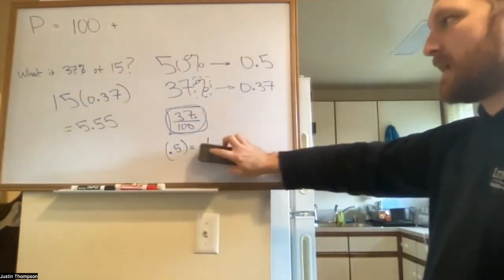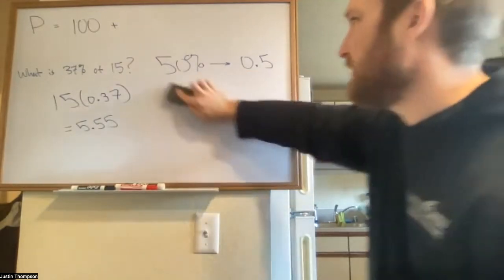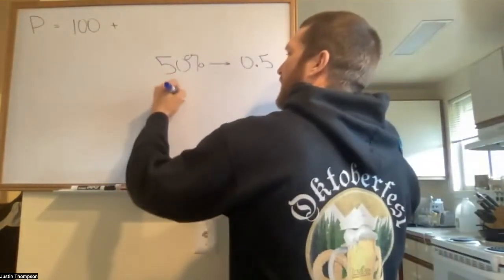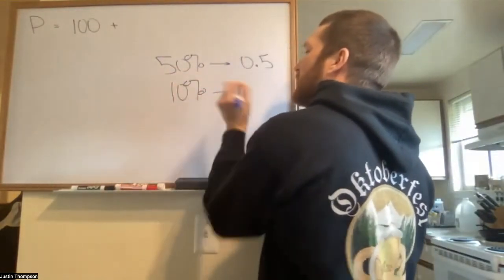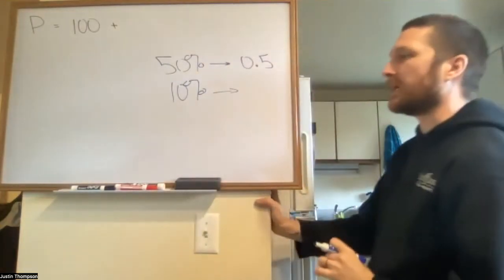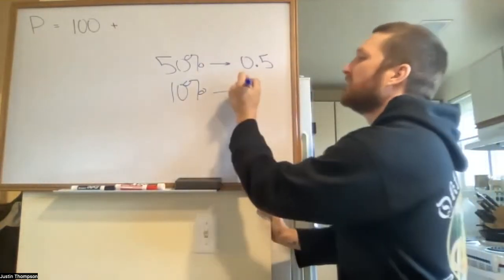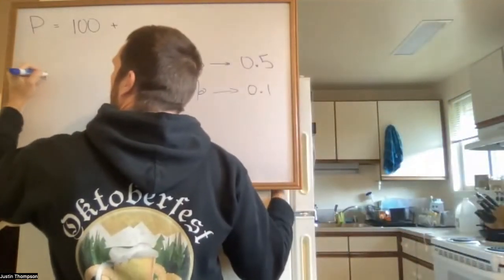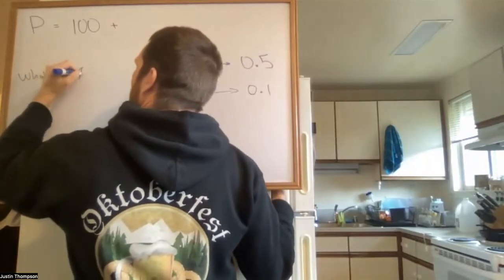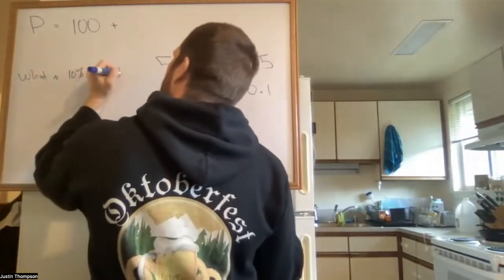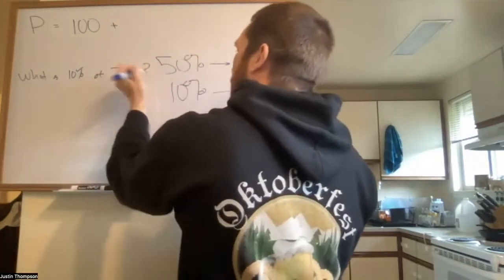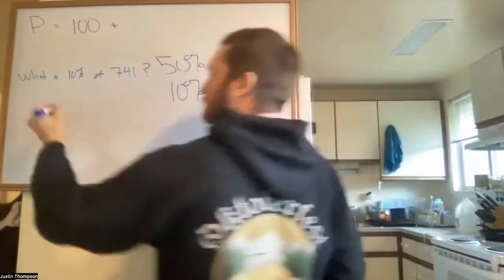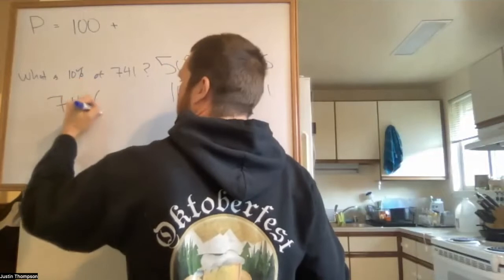So let's tie this together right here. If I said 10%, what is 10% in decimal speak? 0.1. So if I said, what is 10% of 741? What calculation do I need to compute? Multiply 741 by 0.1. There you go.